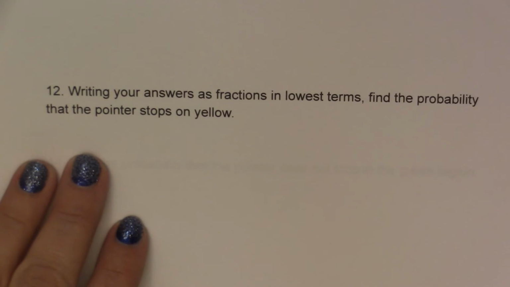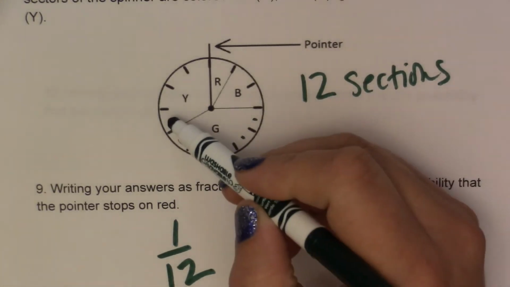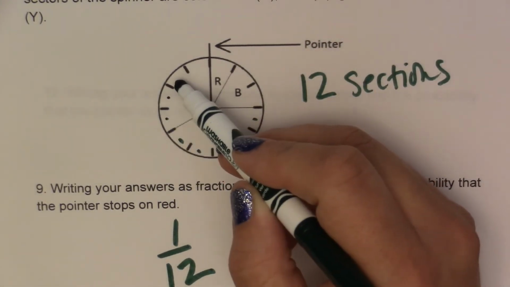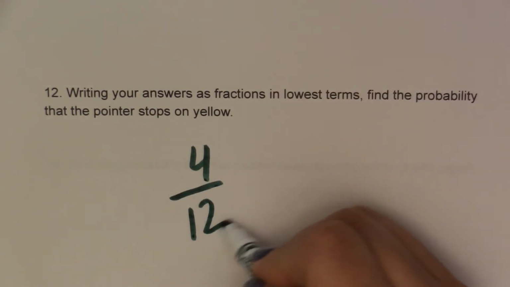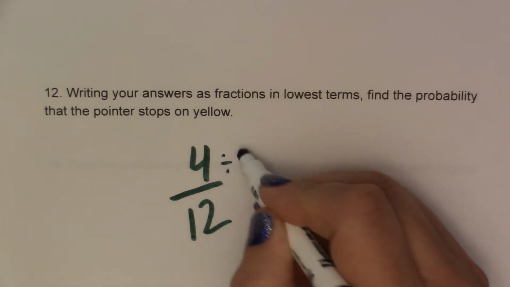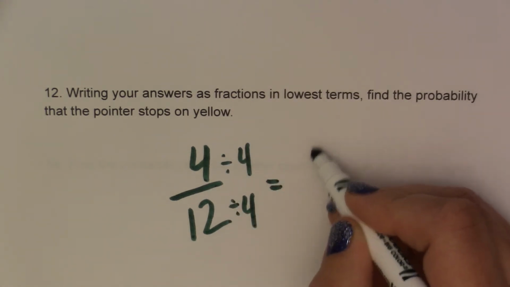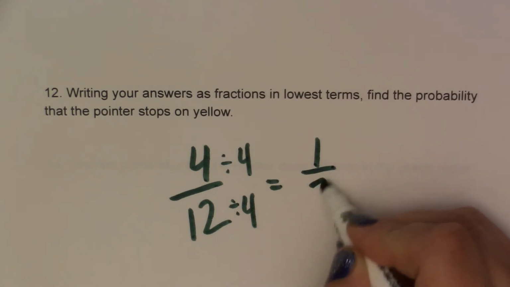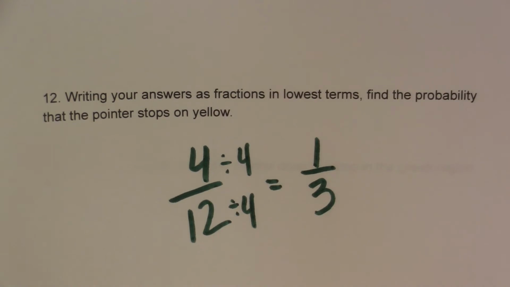And let's look at number 12. Writing your answer as fraction in lowest form, find the probability that the pointer stops on yellow. So if we go and count our yellow sections, 1, 2, 3, 4. So it would be 4 out of 12, which we need to simplify. We can divide both of those by 4. 4 divided by 4 is 1. 12 divided by 4 is 3. So we get a probability of 1/3.